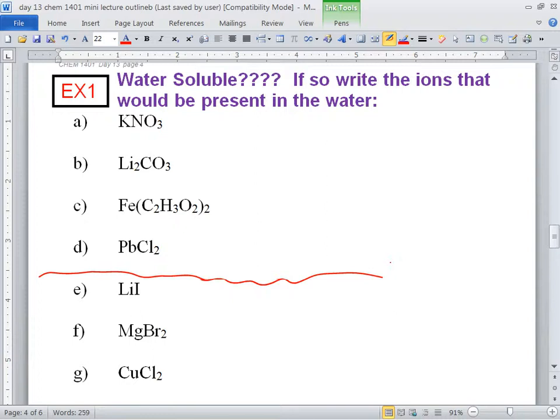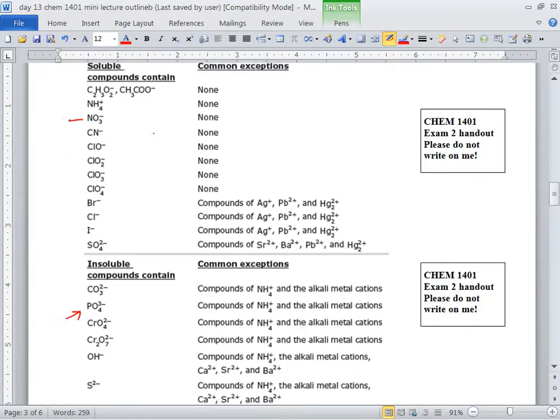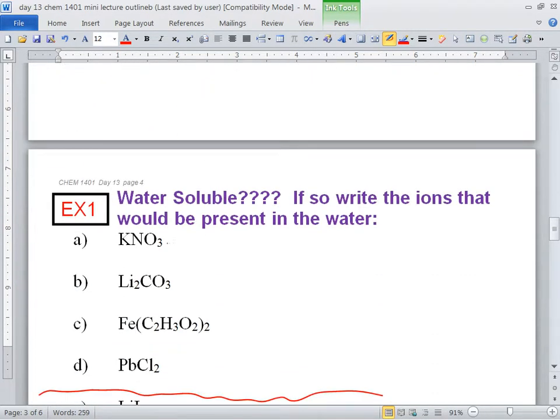So if it's soluble, right, write the ions that are going to be there. So what I'm shooting for is like KNO3. Look at the rules, right? There's no exceptions even with nitrate. So that's definitely going to be AQ. So then you draw a little arrow and break it up into its ions. Okay? So that's the game that you're playing here.